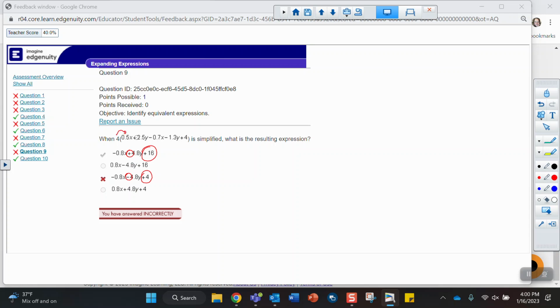So 4 times 1/2, that's 2x. 4 times 2.5, that's 10y. 4 times the minus 0.7, or -0.7, we're going to have -2.8x. And then 4 times -1.3y, let's see, that's -5.2y. And then 4 times 4 is 16.